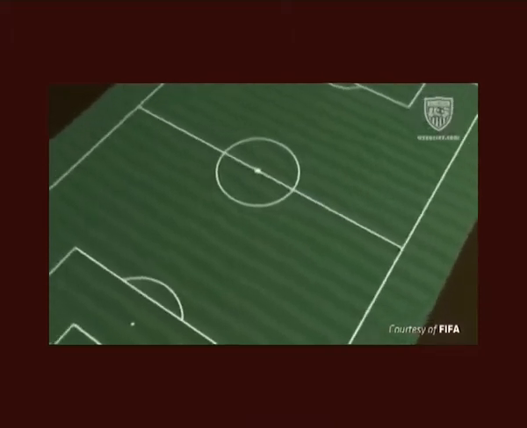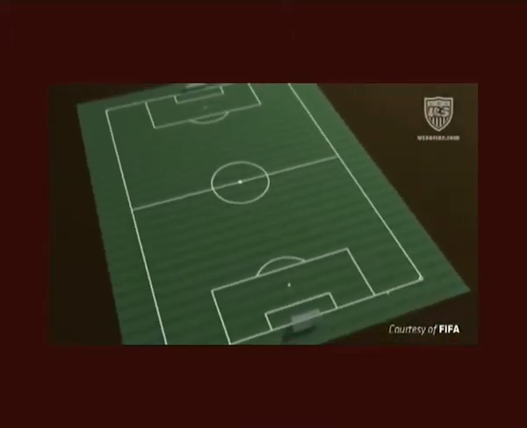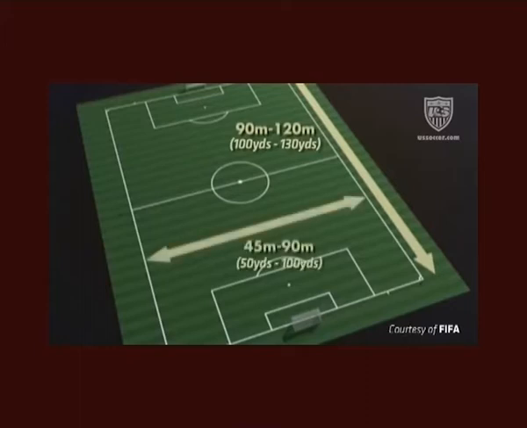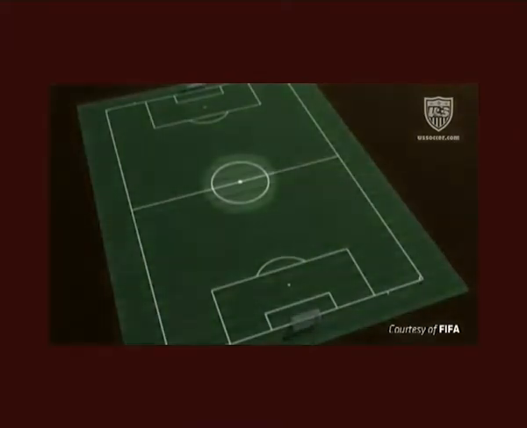What are the dimensions of this game? The length of the touch line must be greater than the length of the goal line. Length, touch line: minimum 90 meters, that is 100 yards, maximum 120 meters, that is 130 yards. Width, that is the goal line: minimum 45 meters, that is 50 yards, maximum 90 meters, that is 100 yards. All lines must be of the same width, which must be not more than 12 centimeters, that is 5 inches.